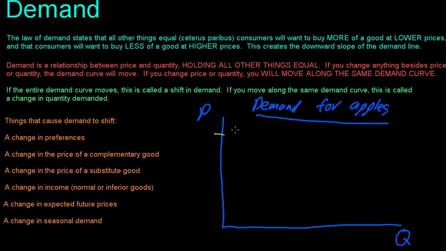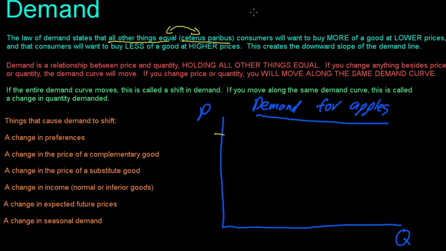Okay, so the law of demand is really the starting point for this entire discussion. And what it is, it just states that all other things equal, and this is really important, and it's so important, in fact, that economists also refer to it by its Latin name, which is ceteris paribus. So these two things are exactly the same. Ceteris paribus means all other things equal in Latin, and all other things equal is ceteris paribus in English.